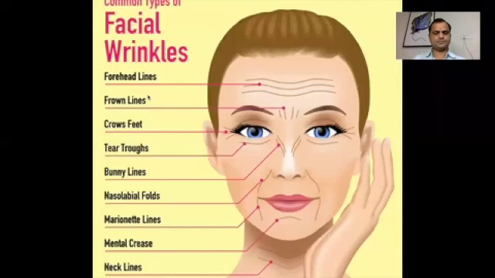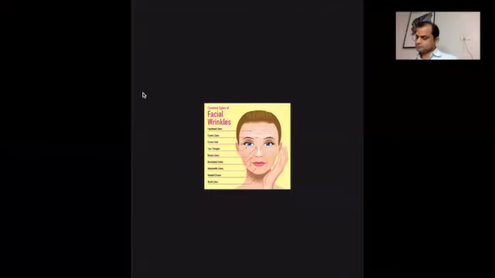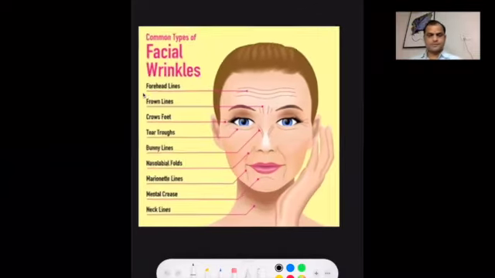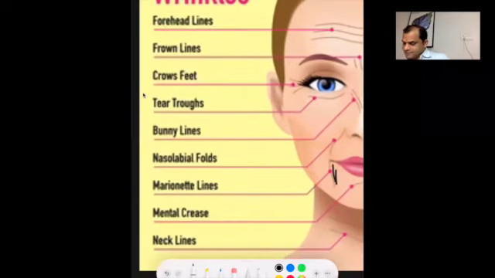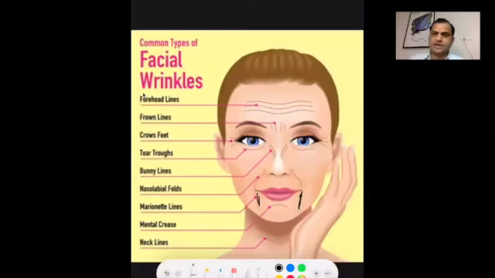So look at this image. And we can see very clearly here, this person will develop these lines here. And these lines are called marionette lines because on the facial wrinkles, there are multiple lines. The name of this line is marionette lines. It is written here.